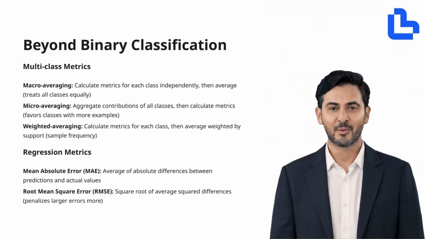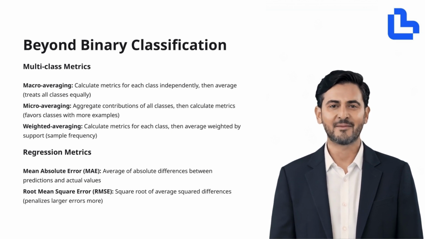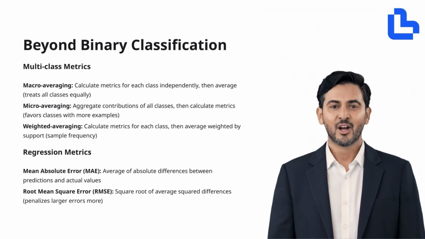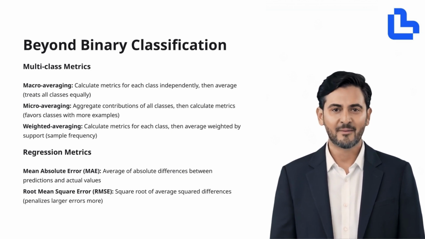There are three common approaches. Macro averaging treats all classes equally. It calculates metrics for each class independently and then averages them. This is useful when you care about performance across all categories, regardless of how frequently they appear.